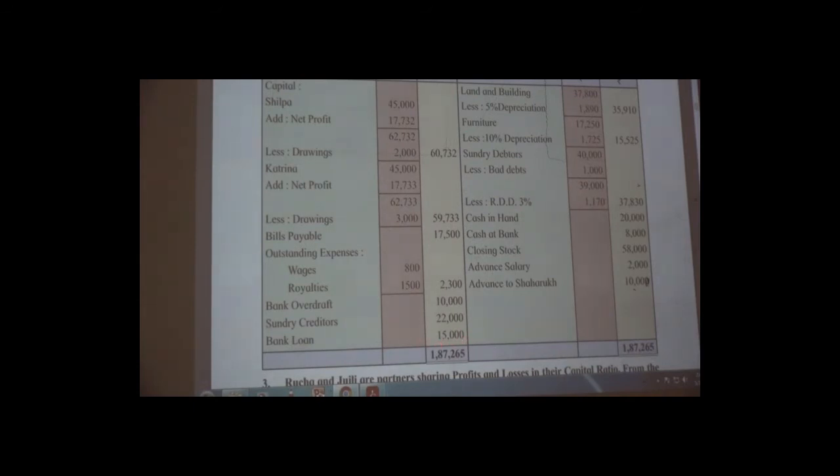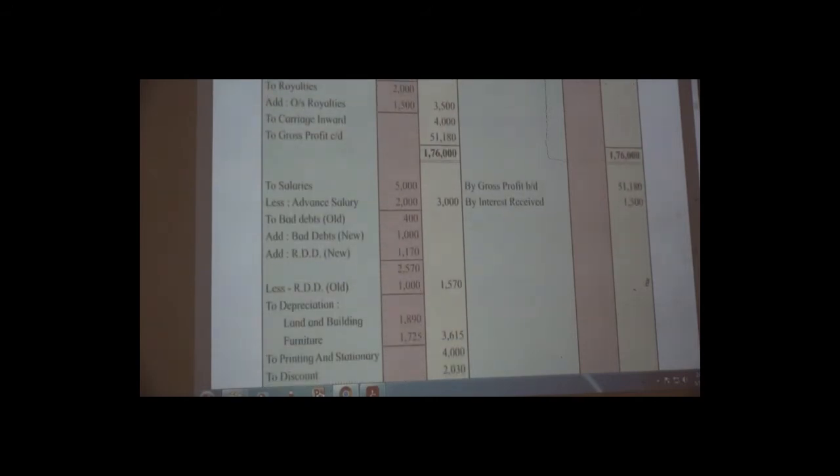Okay. Now see in the question, our next item is interest received. Now it is specifically mentioned that this interest is received by the firm. So it is an indirect income. It should be written on the credit side of the profit and loss account. So see here we have written by interest received 1,500.